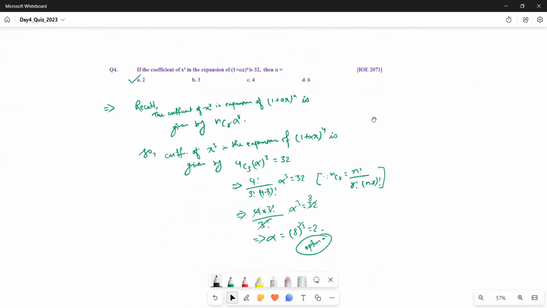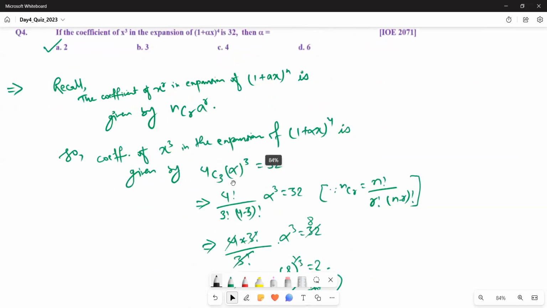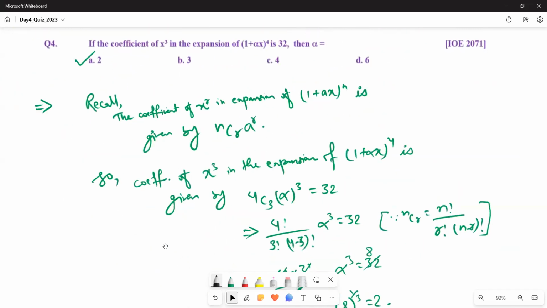So question number 4 for today was from the binomial expansion chapter. If the coefficient of x cube in the expansion of (1 plus alpha x) whole to the power 4 is 32, then what is the value of alpha? Its right answer is 2, and let's see how it comes.